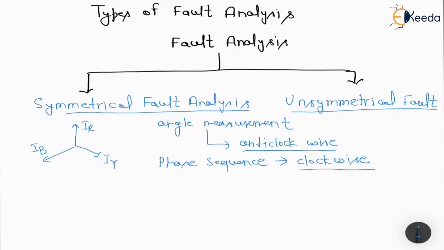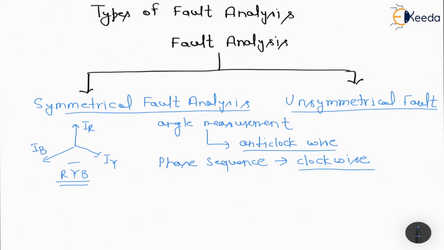So if the phase sequence is clockwise, then from the given diagram, what is the phase sequence? R, Y and B is the phase sequence of the given vector. What is the actual meaning of phase sequence? If the phase sequence is R, Y, B, then the practical meaning is that first the maximum of R phase is attained, then the Y phase will attain its maximum, then B will attain maximum, then again R, then again Y, then again B. This is the phase sequence.